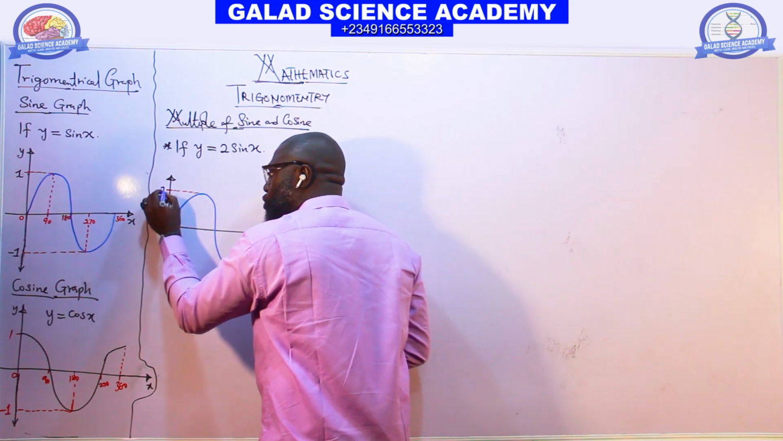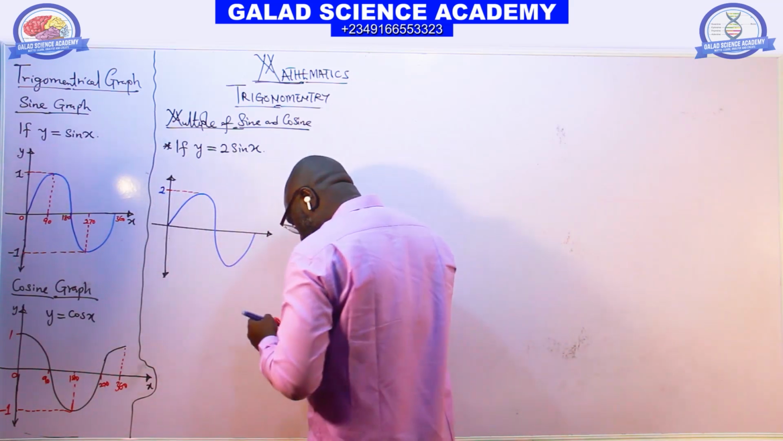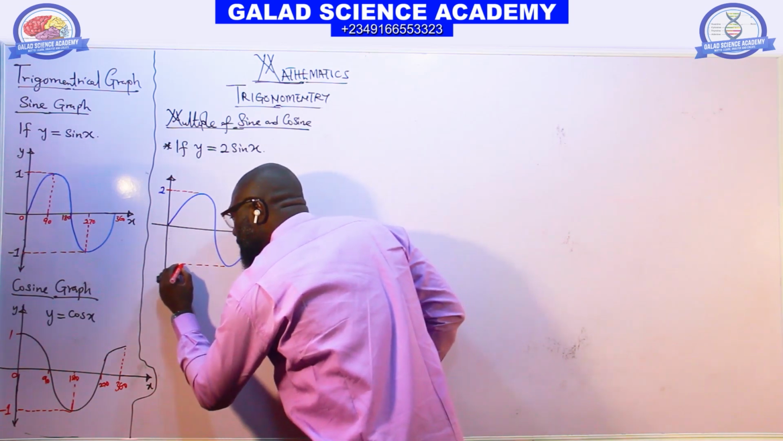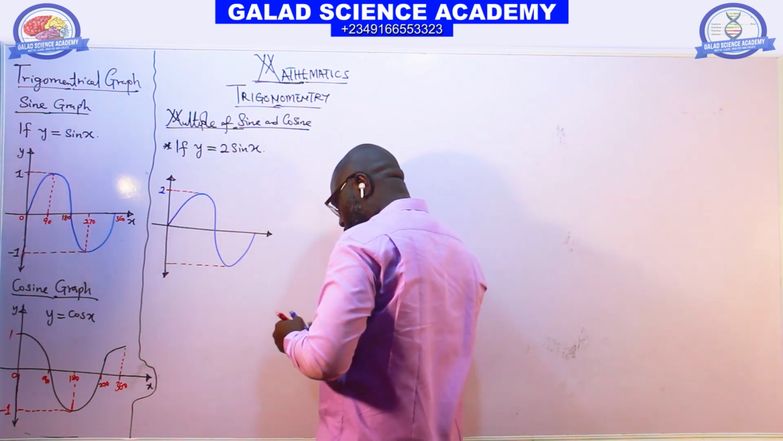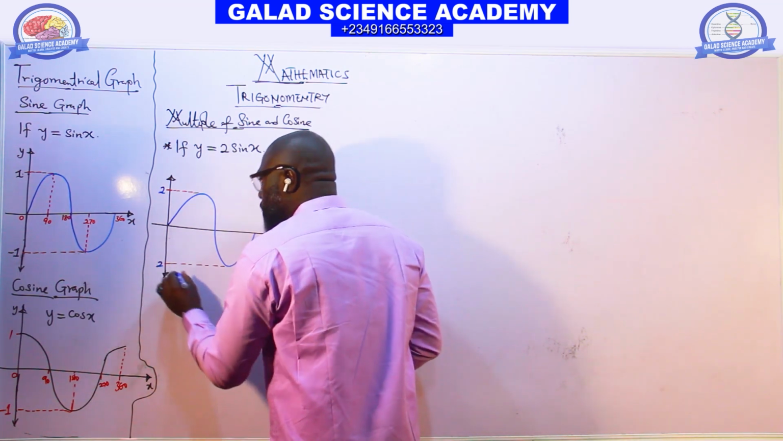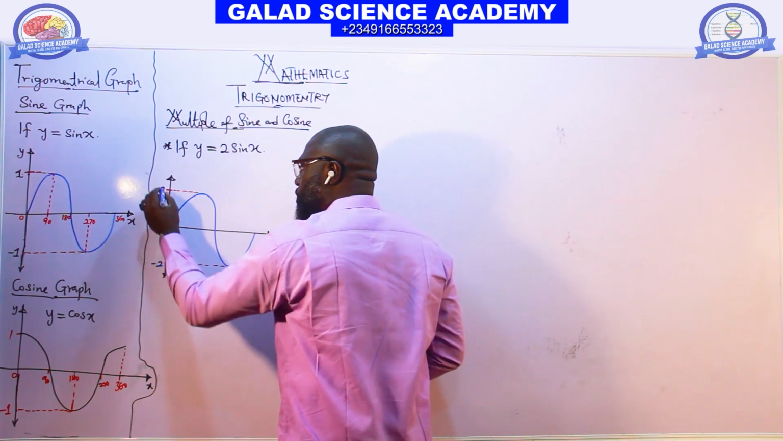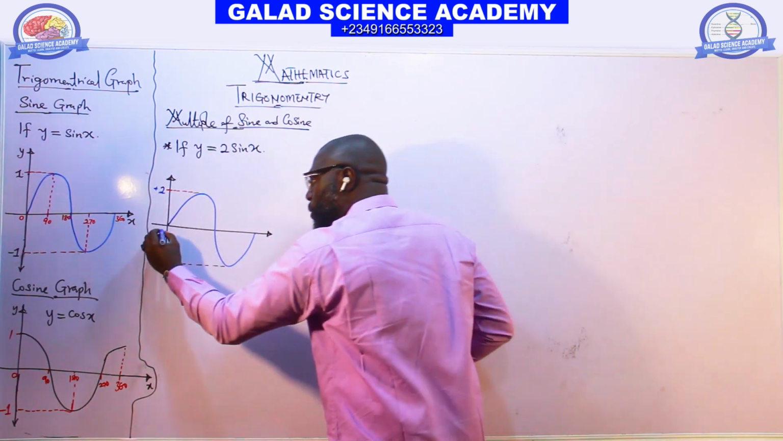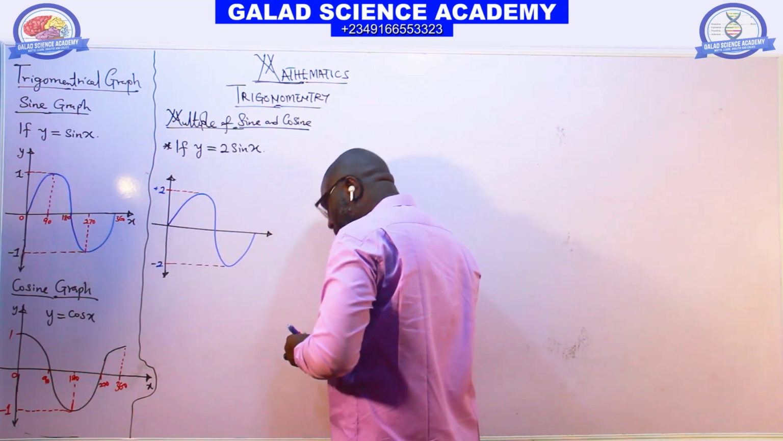Here we have 2, and the amplitude on this side will also be 2. So here we have 2, and here is minus 2. So plus 2, and this place is still 0.